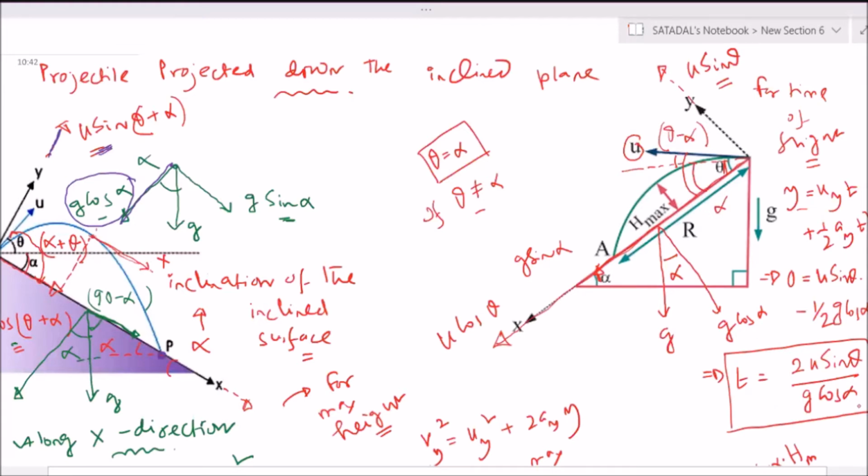So the entire game is about where you are choosing the axis and taking the component along the axis and perpendicular to the axis. That's it. There is nothing else. Is that clear till now?